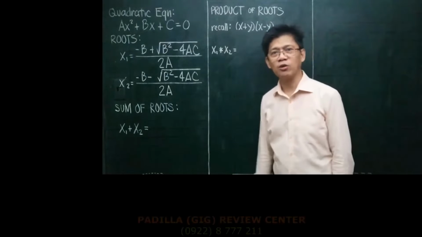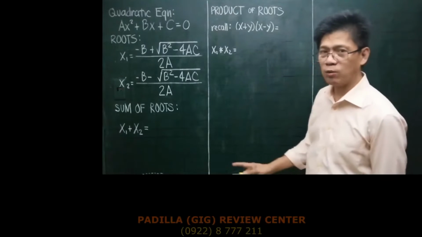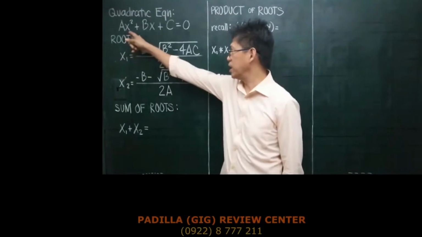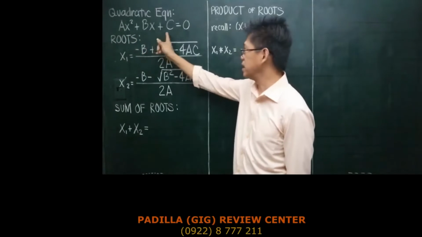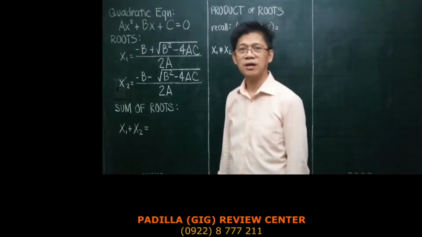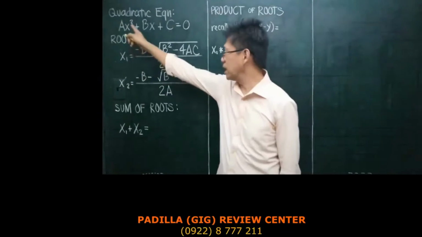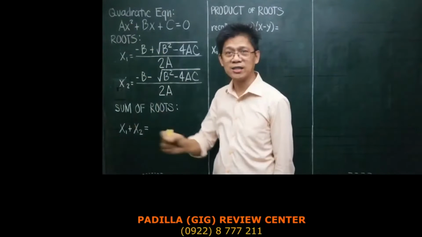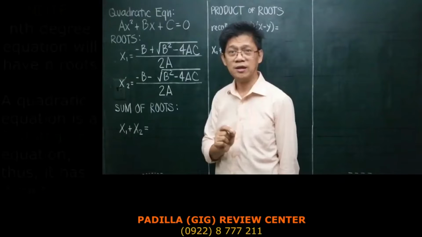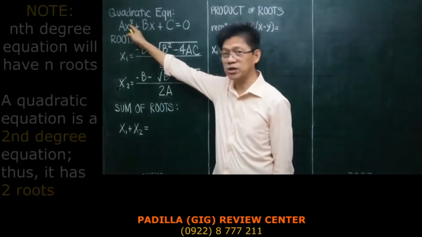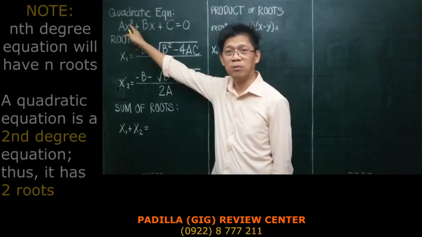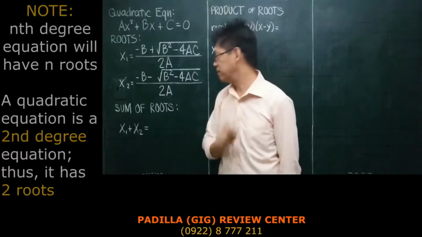Let us begin with a quadratic equation. A quadratic equation is in the form ax squared plus bx plus c is equal to 0. A quadratic equation, being a second degree equation, has two roots. Whatever the degree of the equation, that is the number of roots. We will go to that later.